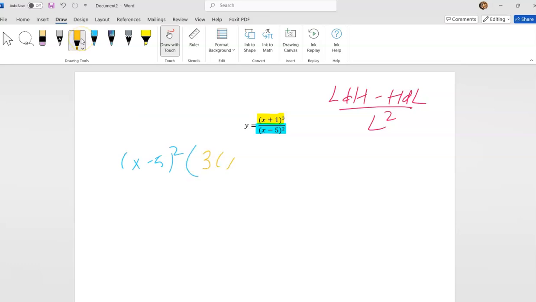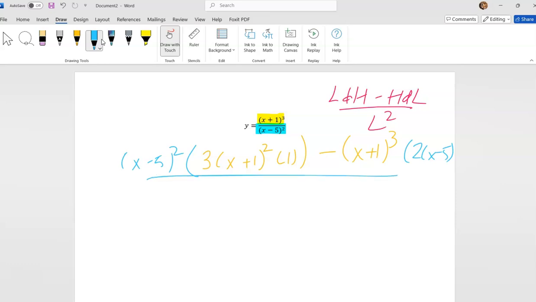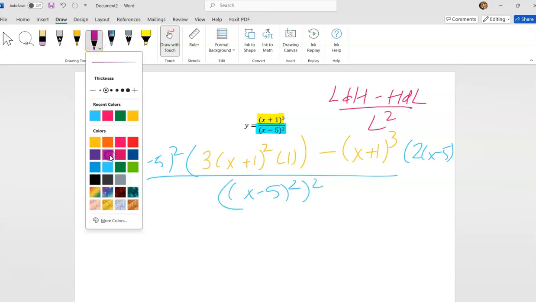So I'm going to bring that down and then take the derivative in there, but it's the same. Now, unlike the product rule, the order does matter because subtraction is not commutative, so make sure you have it in the right order. And then I'm going to do high, so x plus 1 to the third, and then I'm going to do d low, so 2x minus 5, and that's going to become a 1, and I've got another 1, all over low squared.